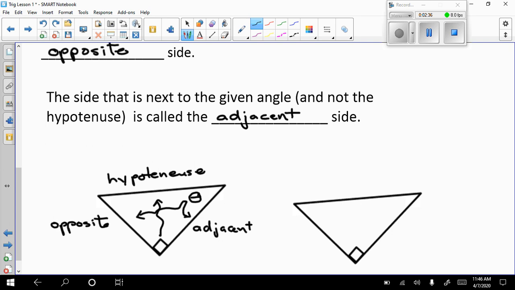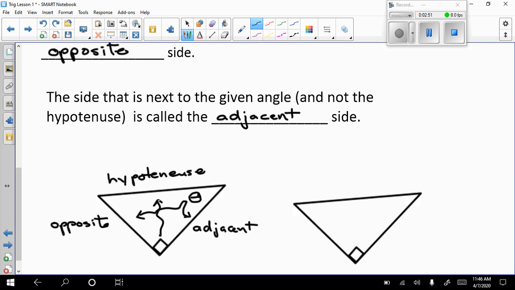Now, some of you may say to me, well, Mr. Webster, the hypotenuse is also adjacent to that angle. It's also touching that angle. But we always label it first as the hypotenuse, and so it gets that name based on the fact that it's across from the right angle.